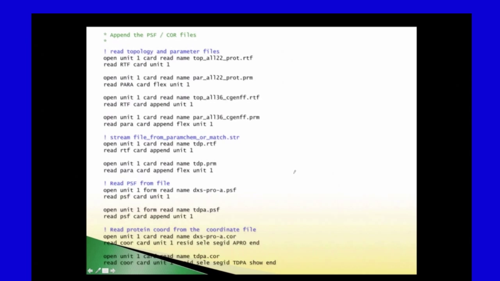Okay, so at this point we have a working PSF file and coordinate file for our protein, which we see down here, right? And we have a working PSF file for our ligands, that we see down here, and our coordinates for our protein and ligands, right? So now we just combine everything that we just did, those two scripts, we combine the reading in together. So we read in the protein part, the topology and the parameters, and we read in the ligand part, the topology and the parameters.